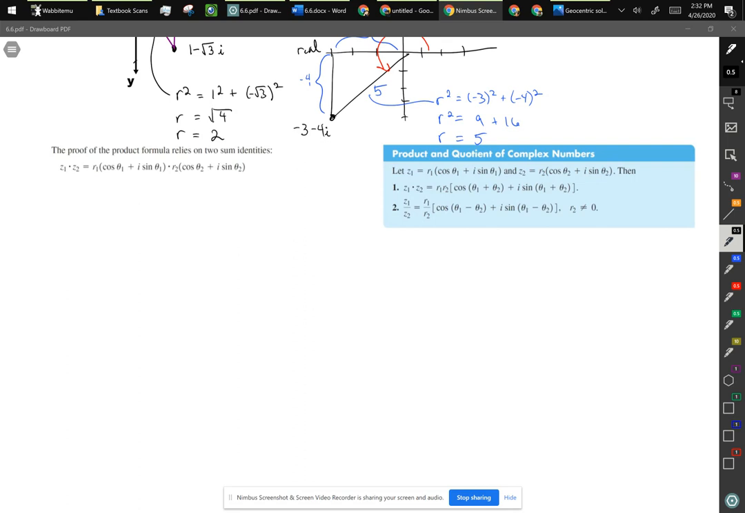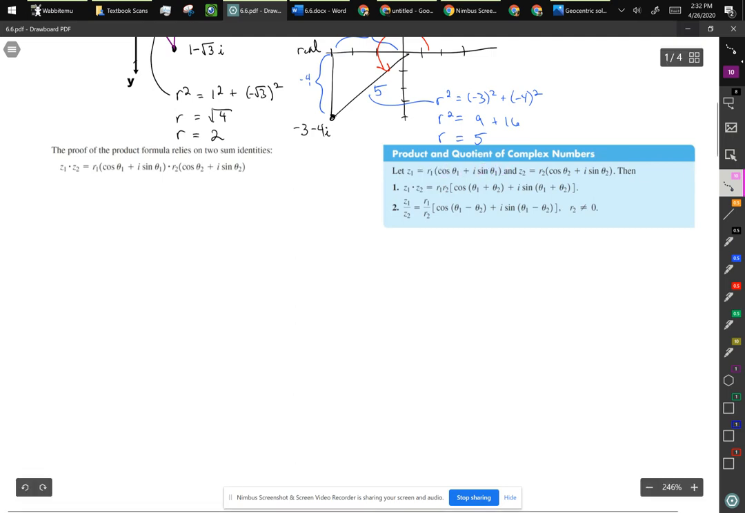The very first thing we're looking at is Z1 and Z2. Z1 is a complex number in polar form. Z2 is another complex number in polar form. Notice R1 and R2 are two different radii. Theta 1 is one angle and theta 2 is another angle. So those are two different complex numbers. Okay? What if we were to multiply them? Let's give it a try.